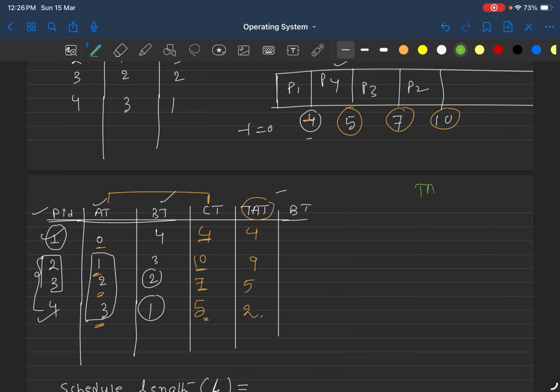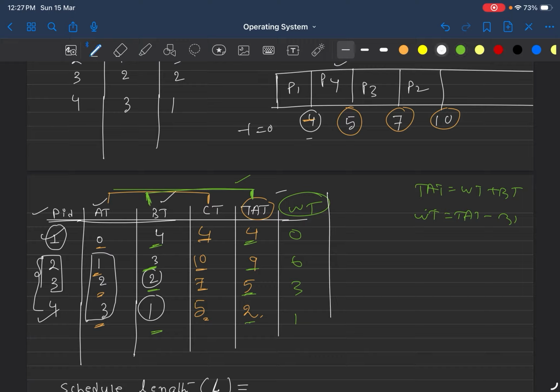As I have already told you, turnaround time is equal to wait time plus burst time. So wait time will be turnaround time minus burst time. Sorry, once again, this has to be wait time. So using turnaround time minus burst time, I will get the wait time. 4 minus 4 is 0, 9 minus 3 is 6, 5 minus 2 is 3, 2 minus 1 is how much? 1.